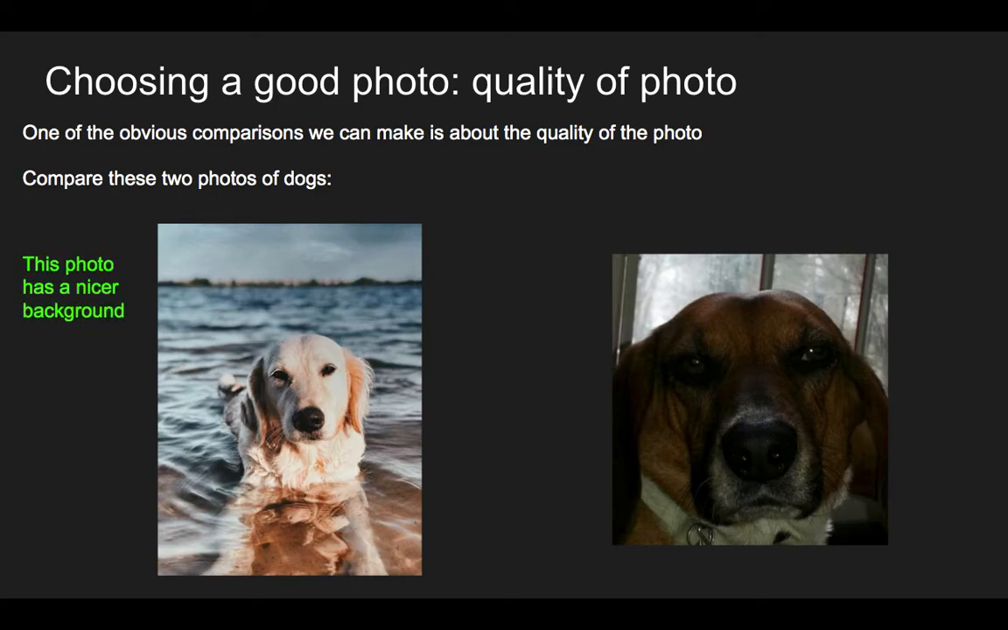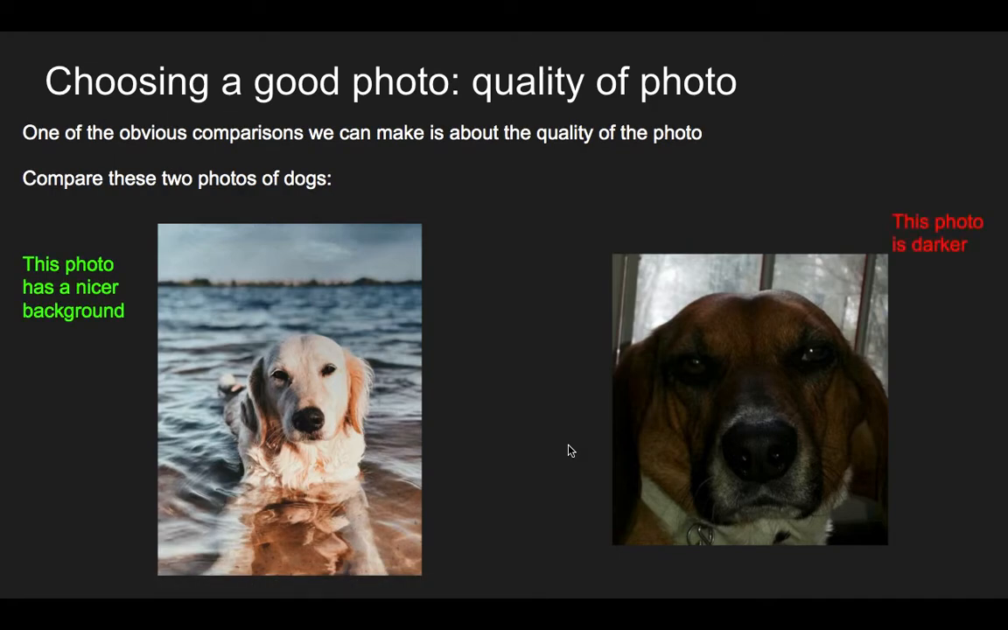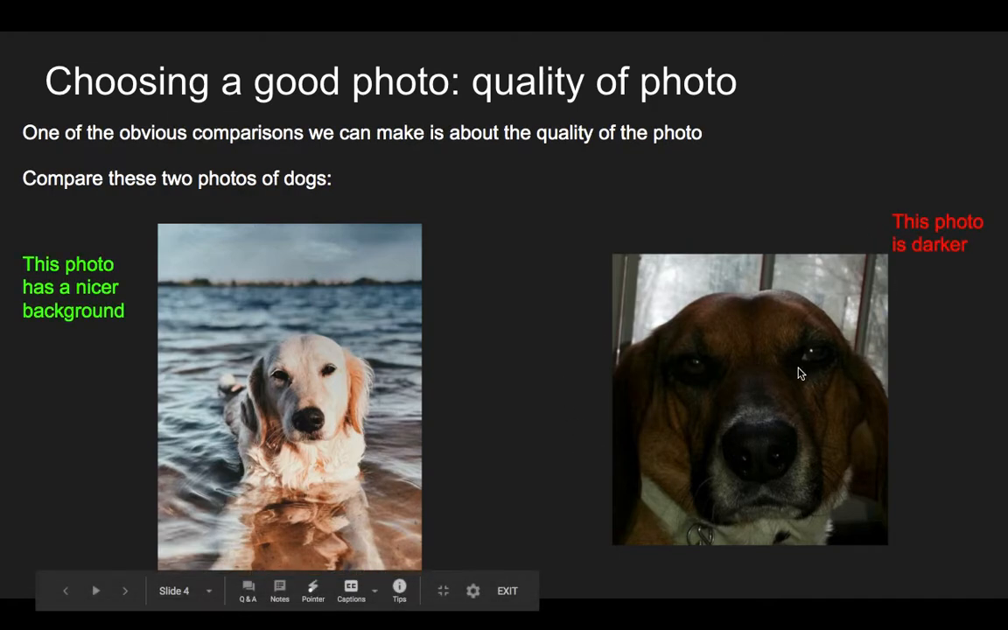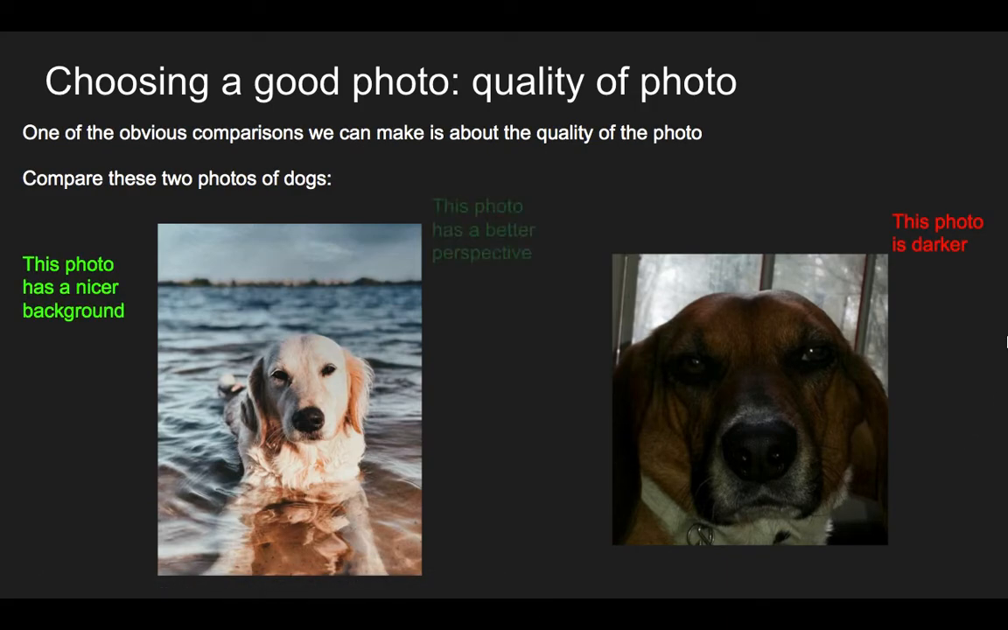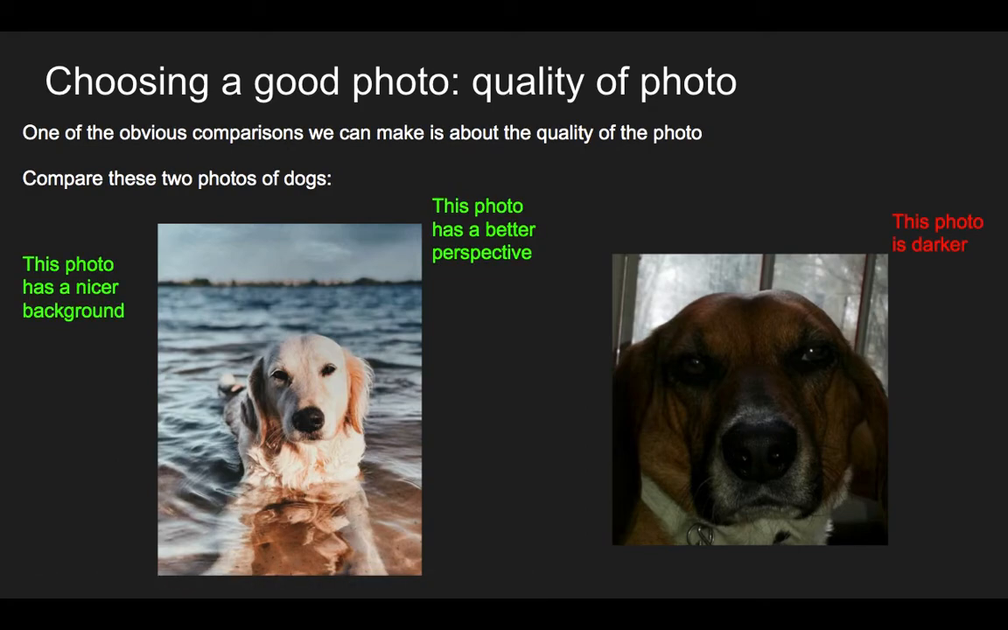Maybe, for example, this photo has a nicer background. See, it's got the background, it's got the sea and the sky. This photo isn't very good because it's a bit too dark, it's darker. This photo here on the left has a better perspective. You can see the whole dog, the dog's in the center. It's a nice way of presenting the photo. You could call this the framing of the photo.